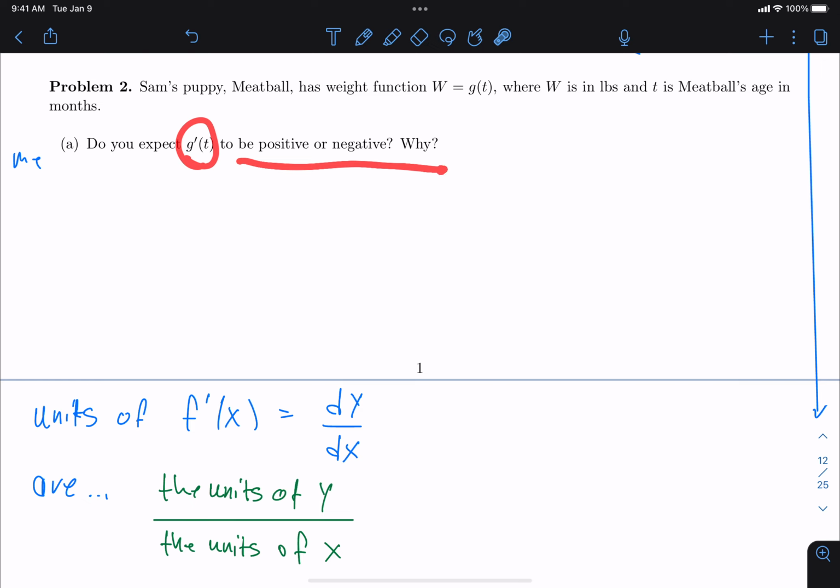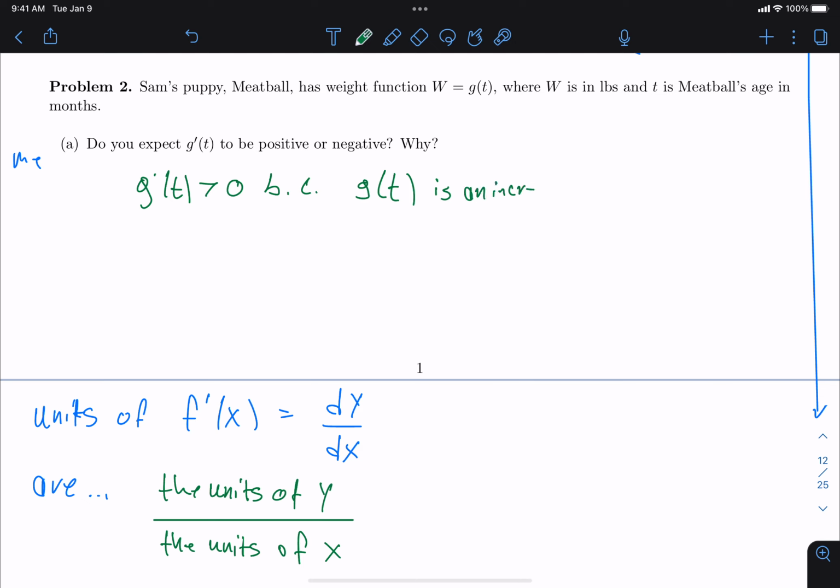Yeah, Stephanie. Positive, because it's a puppy. Puppies grow. So the weight of the puppy is an increasing function, and increasing functions have positive derivative. Okay, so I would say g prime of t is greater than 0 because g of t, the weight function, is an increasing function. The puppy is growing, it's gaining weight.